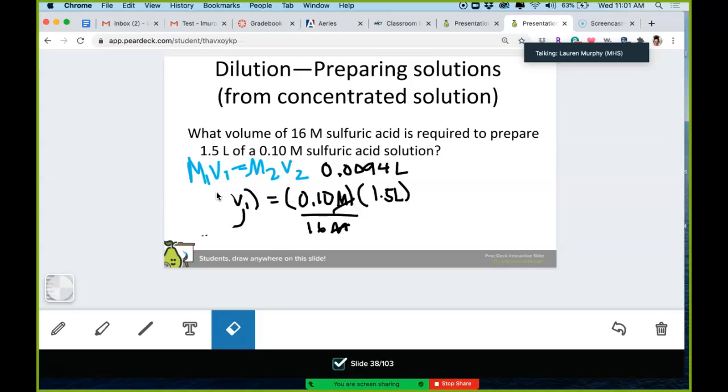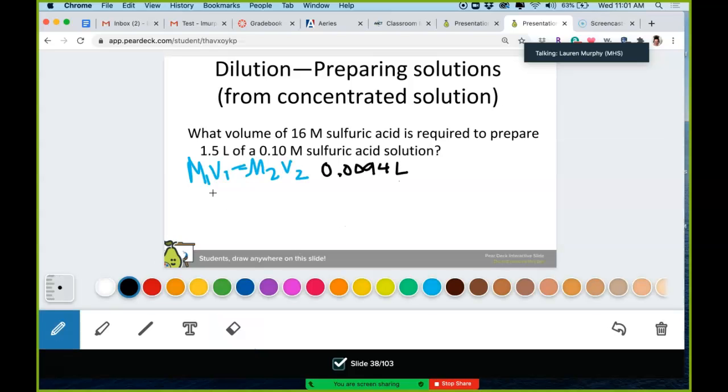So if I hand you a bottle of 16 molar sulfuric acid, here's my... they look like this. They're like these big jugs. They have like a little handle on them. Okay. So this is 16 molar H2SO4 in here. And I say, hey, go measure out 0.0094 liters.